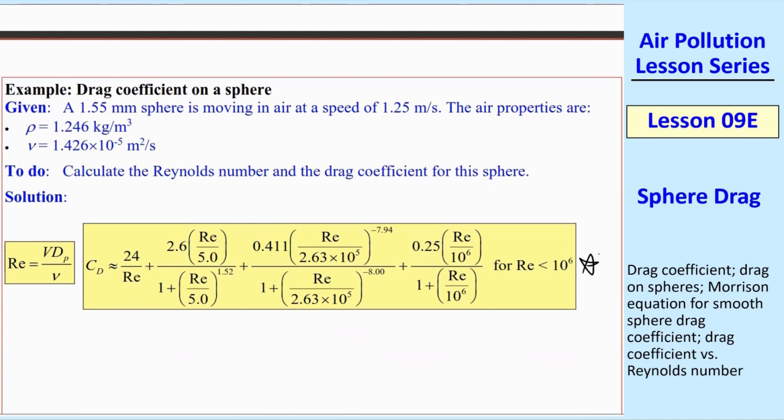The air properties are given, rho and nu. I gave nu in this case. Remember that nu is mu over rho. Sometimes you need to get nu out of mu or vice versa. And all I want you to do is calculate the Reynolds number and the drag coefficient for this sphere.